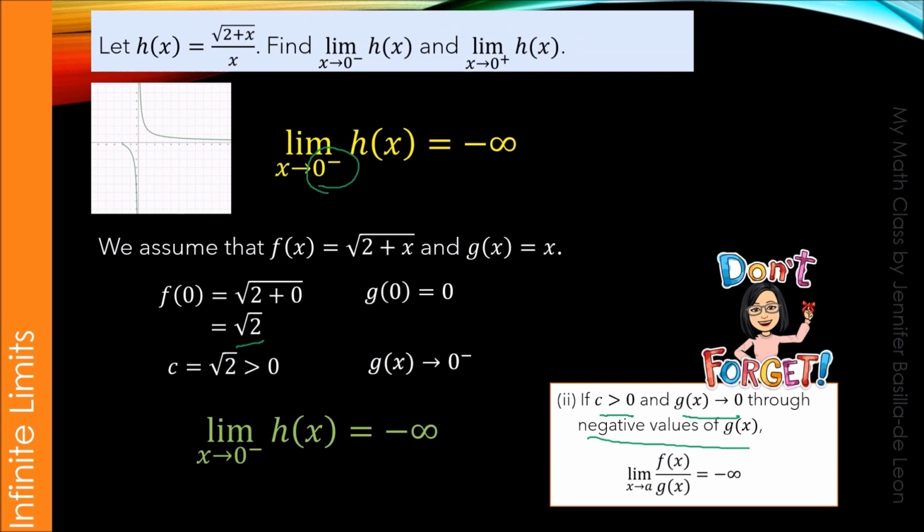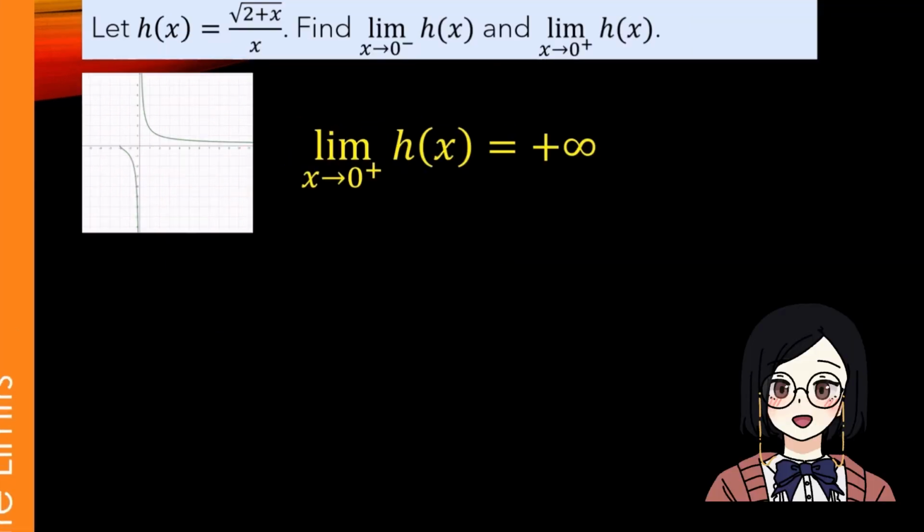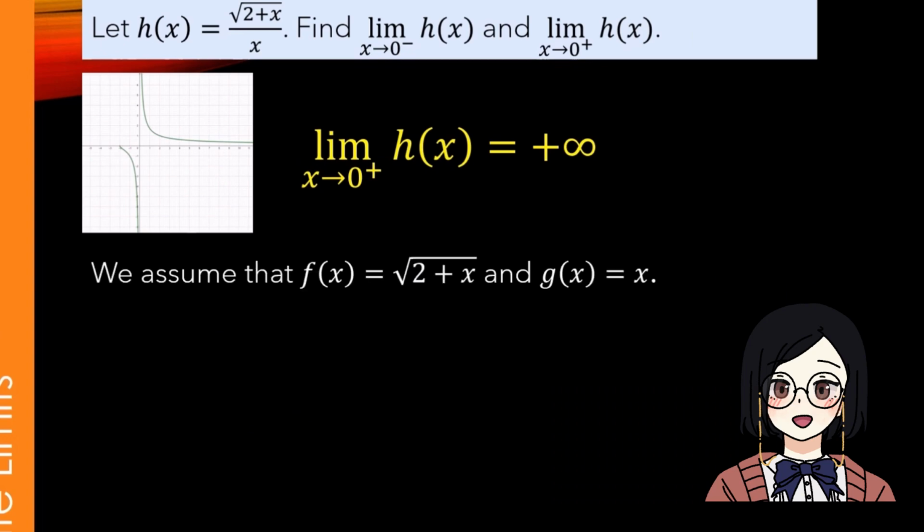Therefore, the limit of h of x as x approaches 0 from the left is negative infinity. Let's also verify our answer for the limit of h of x as x approaches 0. Again, we assume that f of x is equal to the square root of 2 plus x and g of x equals x. We evaluate each function at x equals 0, so we will have the same results.